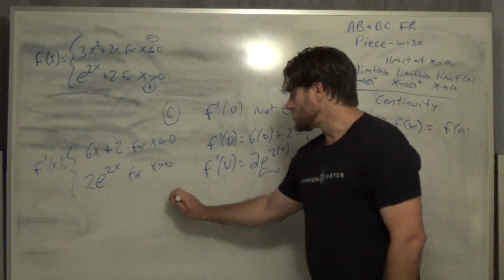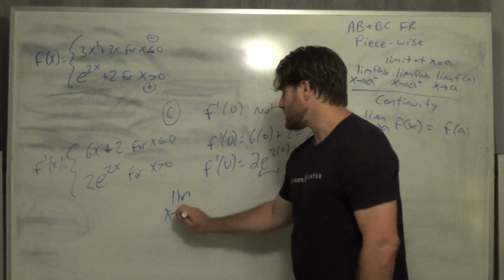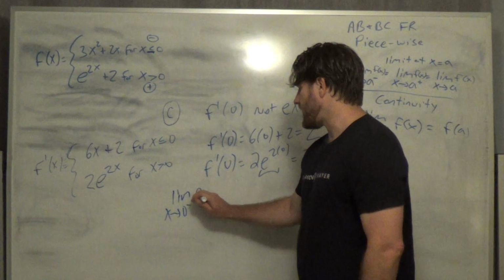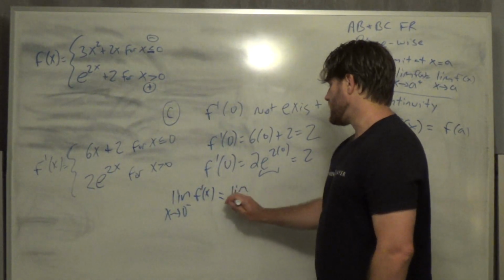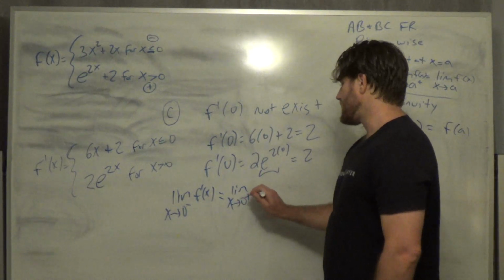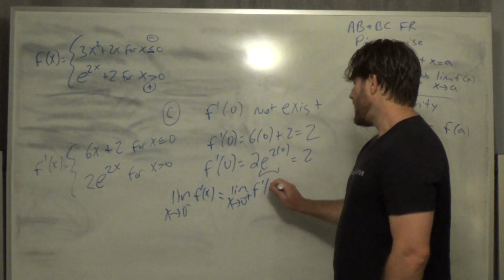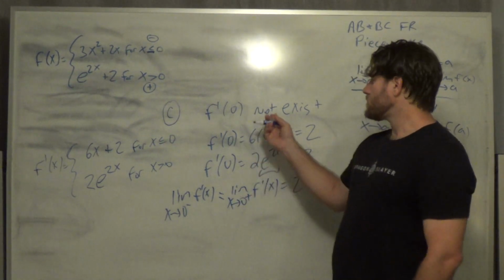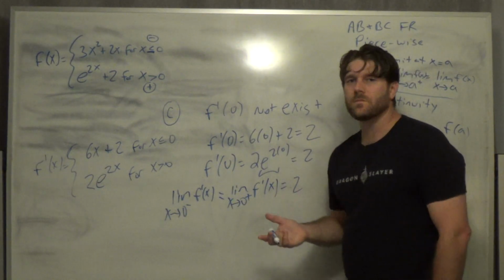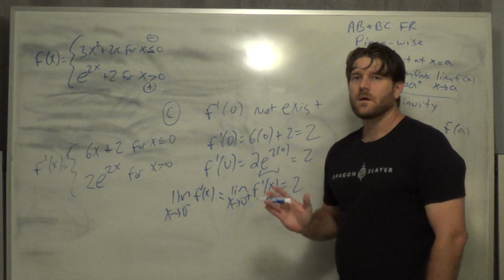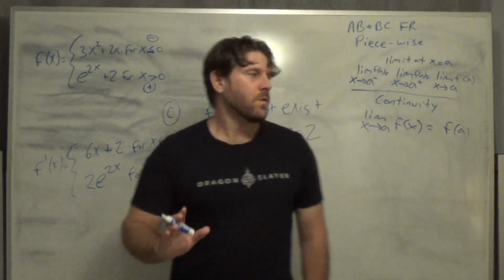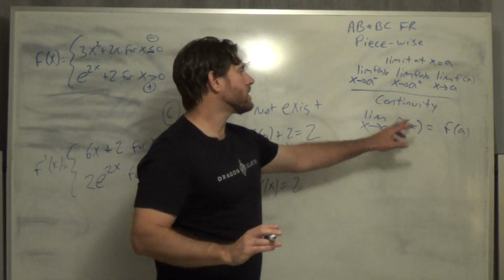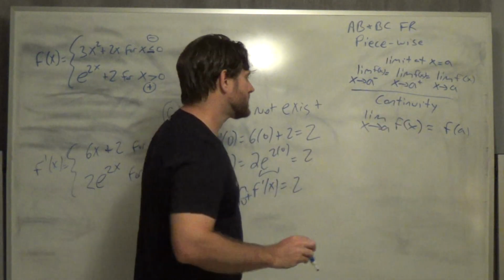And if you were going to do this, you would say, all right, the limit as x approaches 0 from the left-hand side of f prime of x is equal to the limit as x approaches 0 from the right-hand side of f prime of x, and both of those are 2. And you're thinking, well, it should exist. It's 2. And that's wrong. Why doesn't it exist? Well, in part A, we learned that it's not continuous.